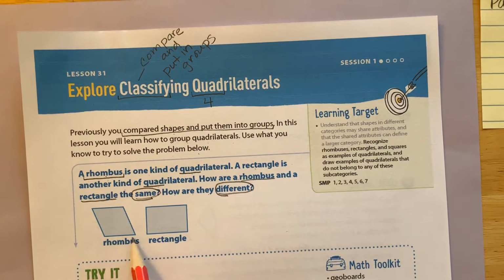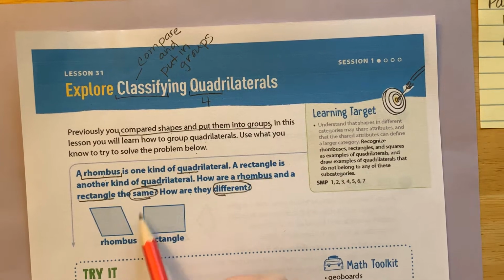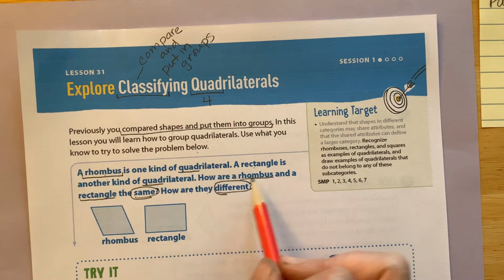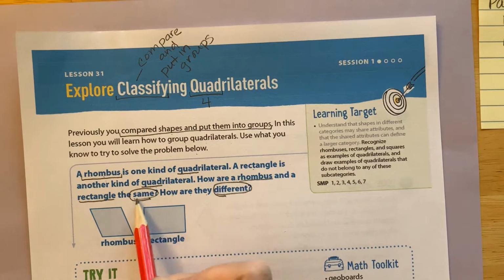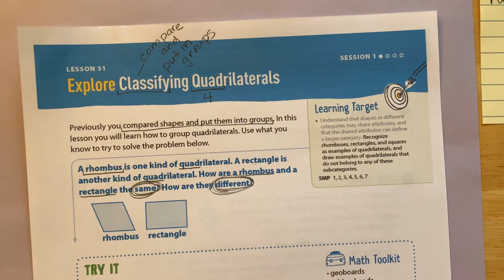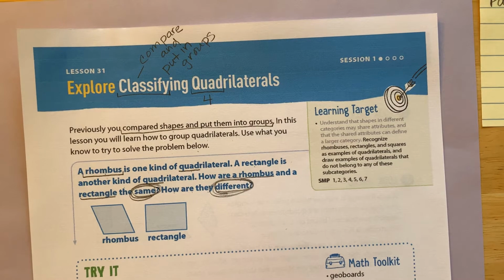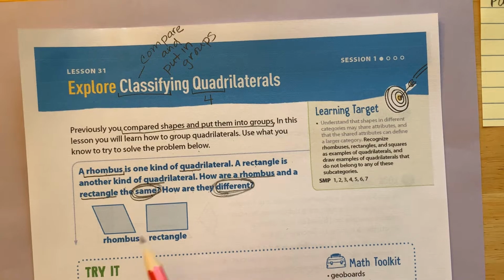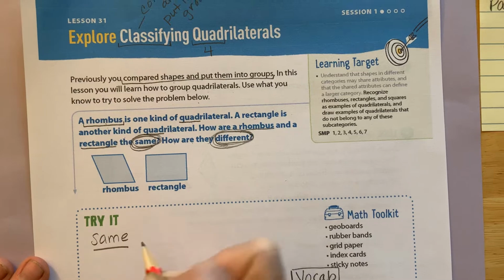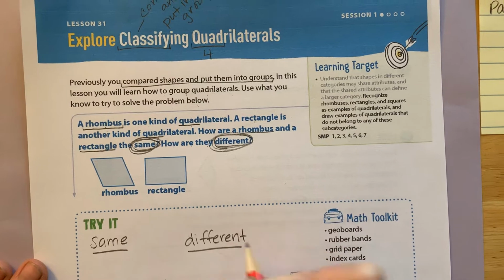Okay, now to make sure we understand this, let's look at the pictures. Our pictures show us that this is a rhombus. Say rhombus. And this is a rectangle. Say rectangle. Now they want us to find out how a rhombus and a rectangle are the same and how they are different. So when we come up with an answer, we're going to have to be able to talk about what is the same between these two shapes and what is different. If you can, pause the video and write down here in the try it. I want you to tell me everything that is the same and everything that is different. When you've written your ideas down, come back to the video.